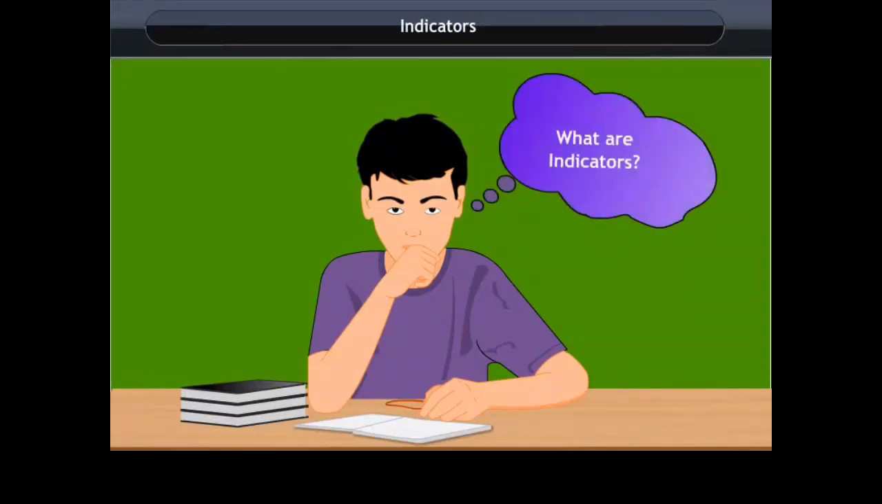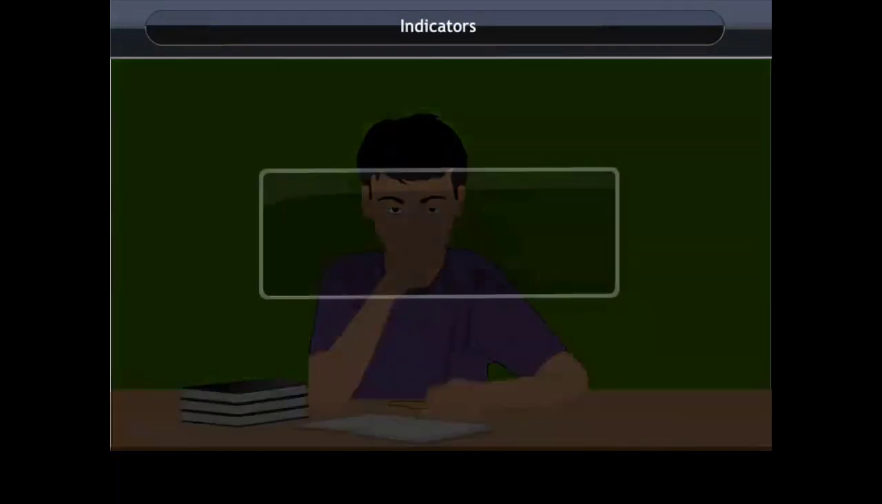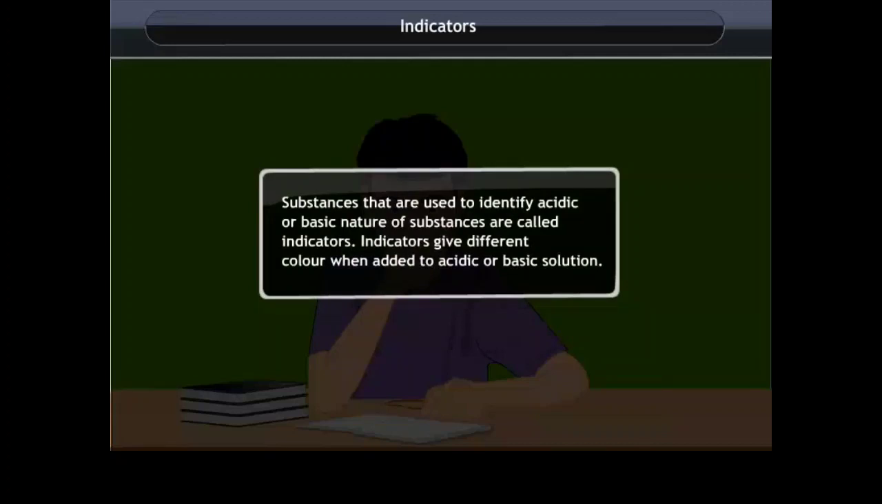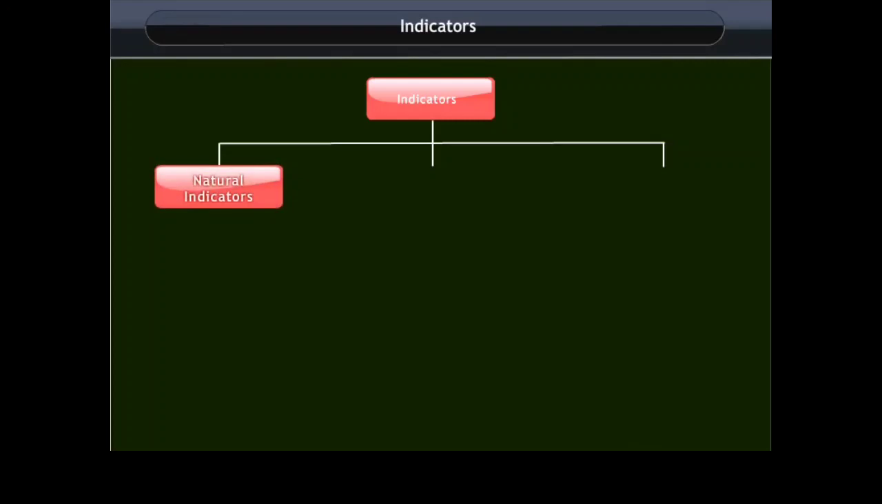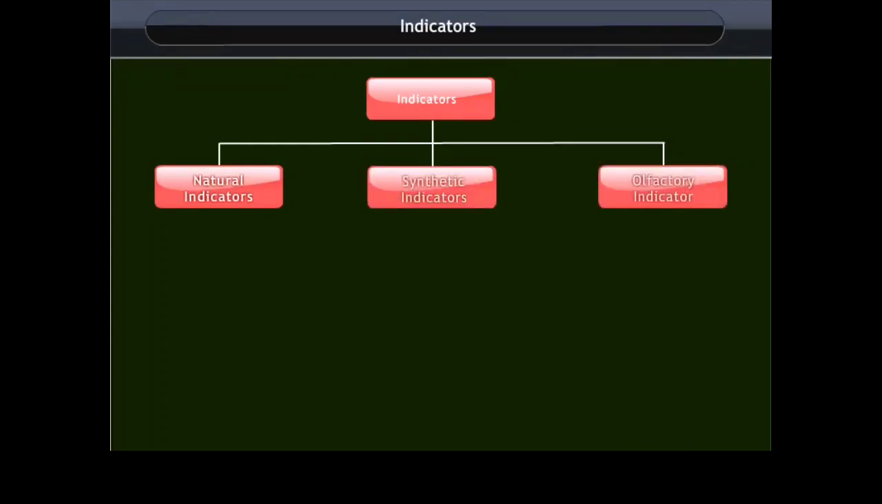Indicators. What are indicators? Substances that are used to identify the acidic or basic nature of substances are called indicators. Indicators produce different colors when added to acidic or basic solutions. They are classified as natural indicators, synthetic indicators, and olfactory indicators. In this case, you will be studying only natural indicators and synthetic indicators.